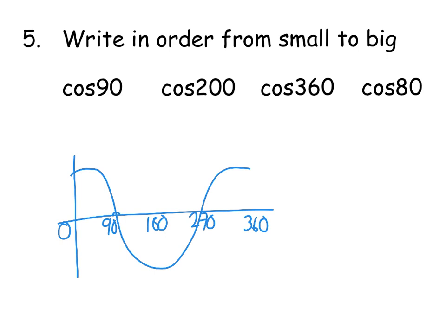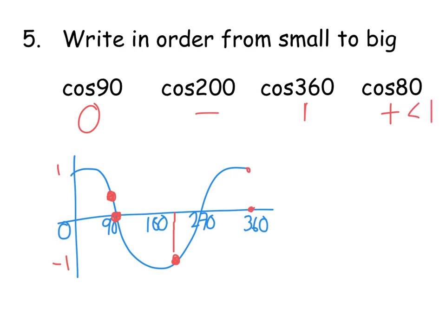So cos 90, if I change my colour pen so you can see this, there's cos 90, that's 0. Cos 200 is somewhere in here, so that is pretty negative. Cos 360 is here, which is just going to be 1. Remember, your graph goes from 1 to -1. And then cos 80 is going to be here, which is positive, but it's not as big as the number 1. So it's positive, but it's less than 1.